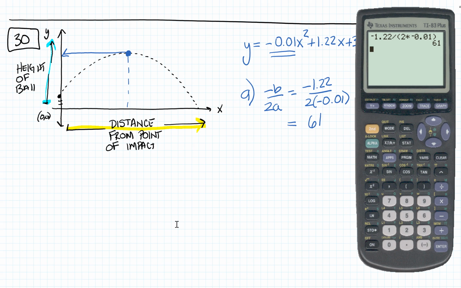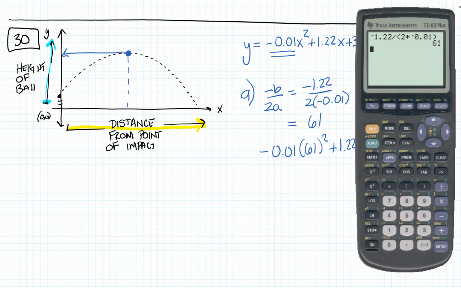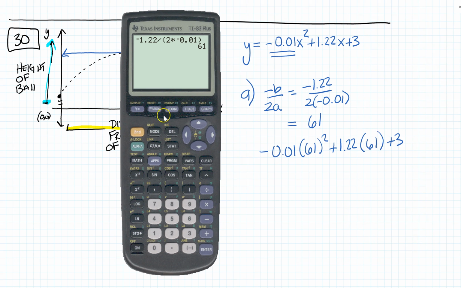Now we need to figure out the height, and the way that we get the height is we simply plug it back in. So we'd have negative 0.01 times 61 squared plus 1.22 times 61, and then plus 3. We'll do that together really quickly just to make sure that we don't have any mistakes. So we would go negative 0.01 parentheses 61 quantity squared, and then plus 1.22 parentheses 61 quantity, and then plus the number 3.